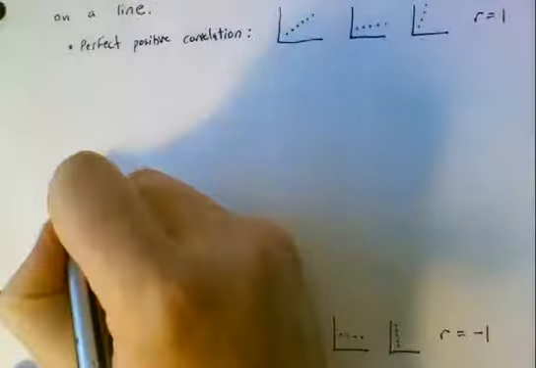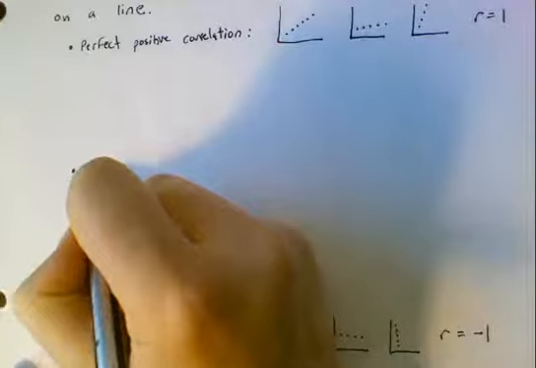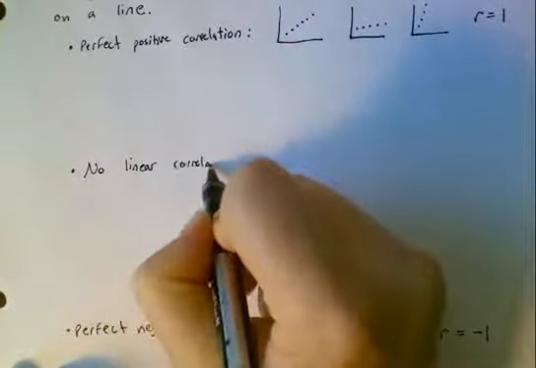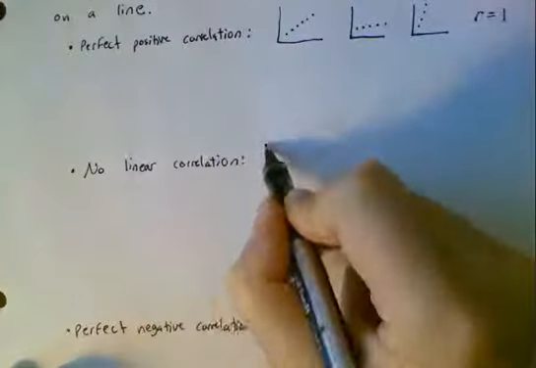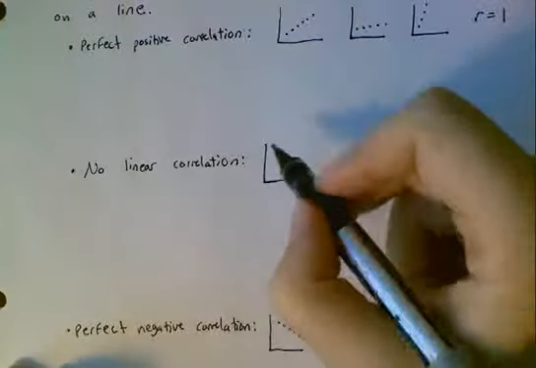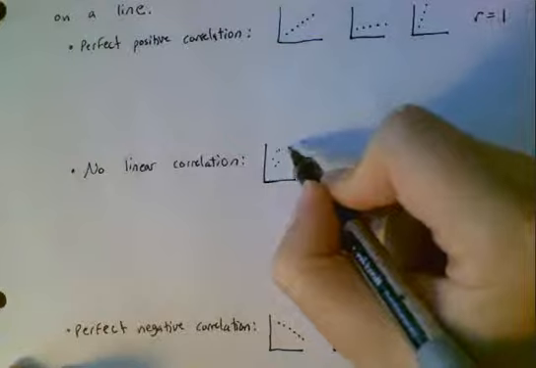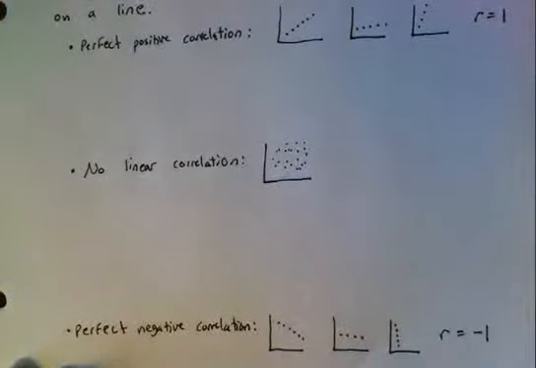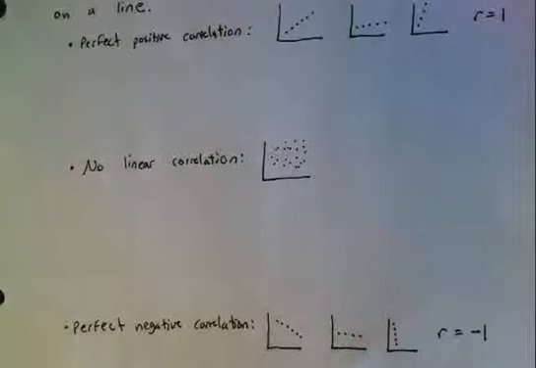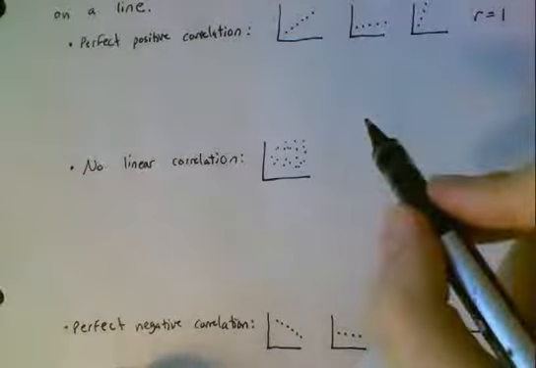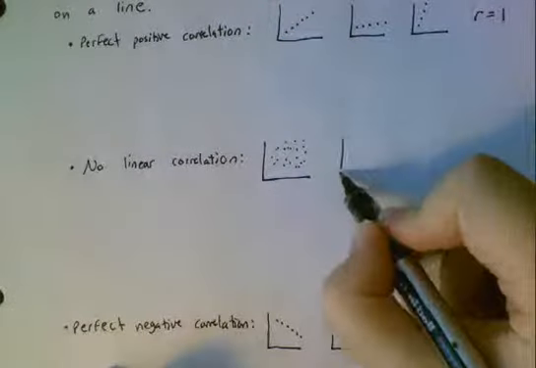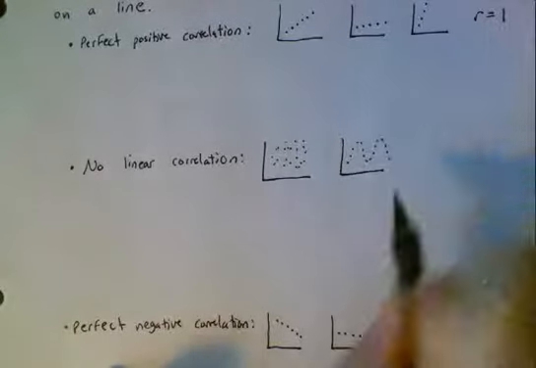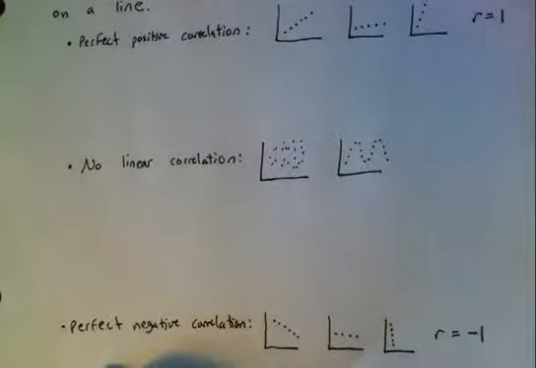Right in the middle here, there's no linear correlation. And that could be something like this. Basically, if we draw a line, it isn't going up or it isn't going down. There really doesn't seem like there's a line at all. The variables don't seem related. It could also be something like this, where there's clearly a relationship between the variables, but it's not a line.